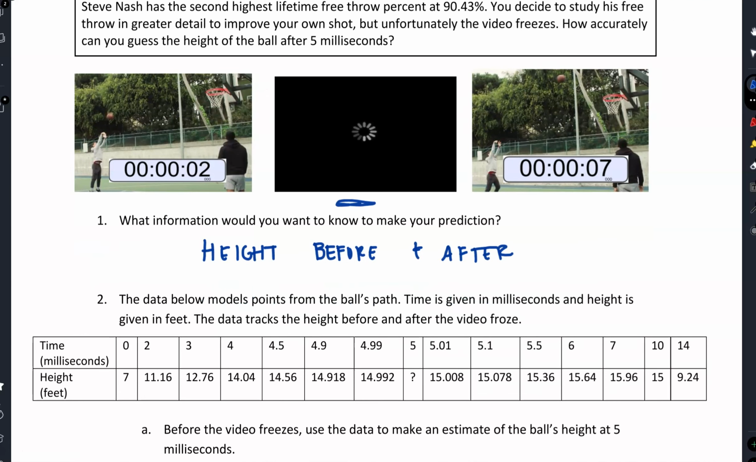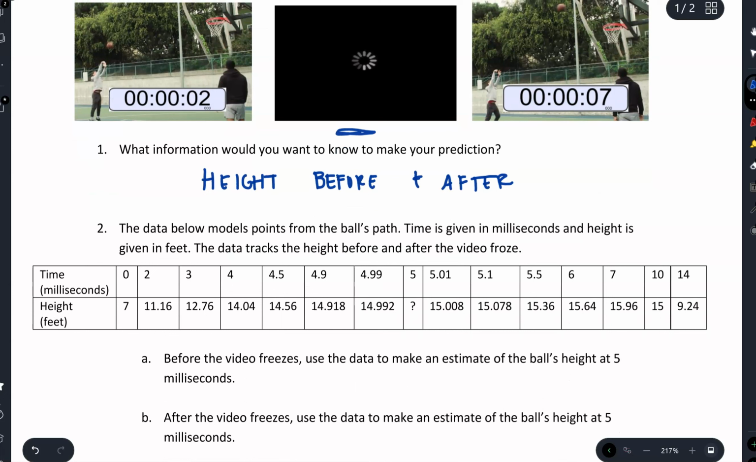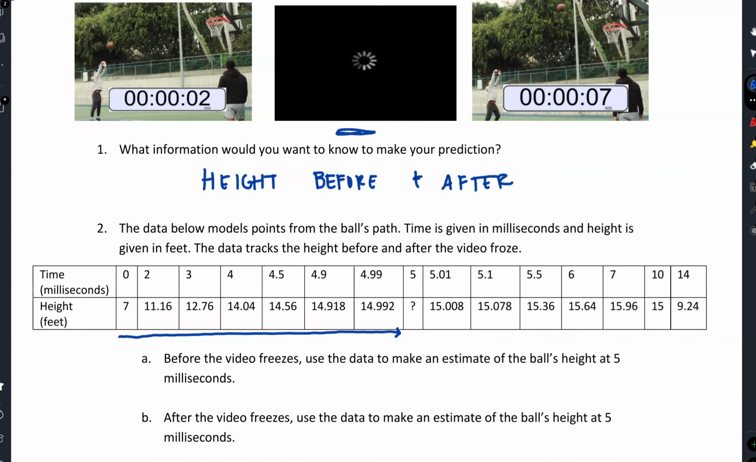The data below models the ball's path. The time is given in milliseconds and the height is given in feet. The data tracks the height before and after the video freezes. At 0 milliseconds, the height is 7. At 4.5 milliseconds it is 14.5. As it approaches 5 milliseconds, it's getting close, it's 14.992. And then when I go this way, what is it getting close to?